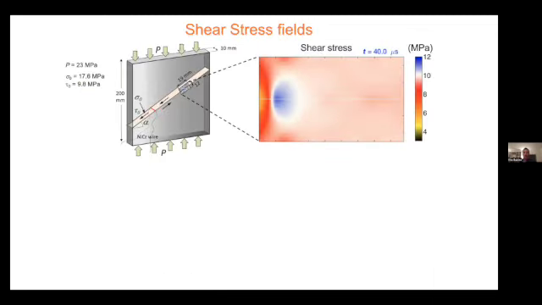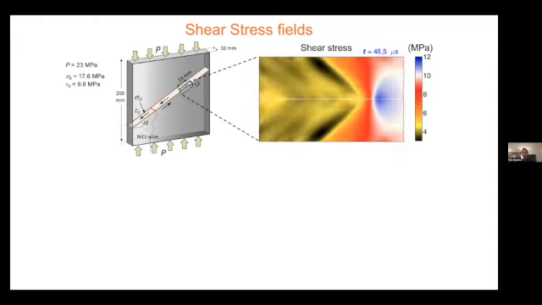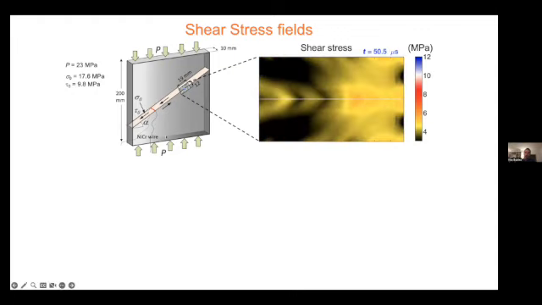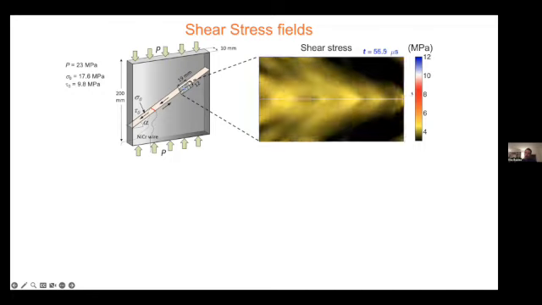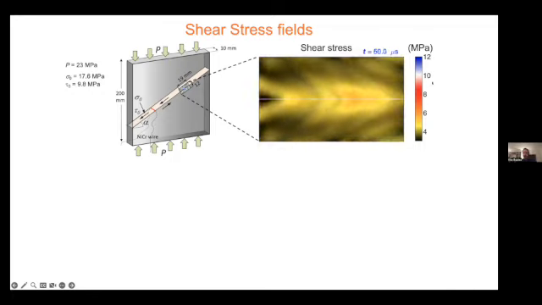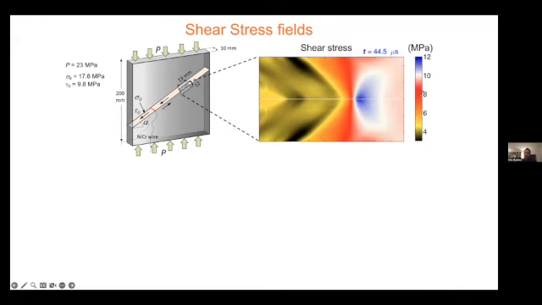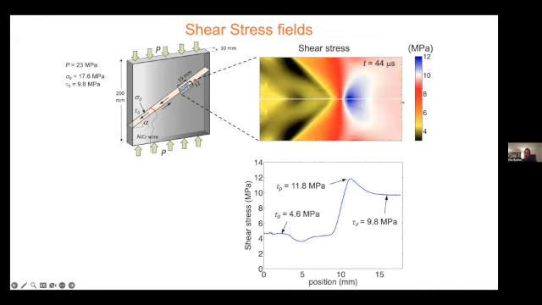Here we have the shear stress field of a dynamic rupture propagating through the field of view. The scale is in megapascals here. The panel at the bottom traces the shear stress along the interface, and you can look at these two plots simultaneously. This pinkish area is the pre-stress level, and then this blue area is a peak in shear stress, and then we have a drop, and then we go to a residual level.